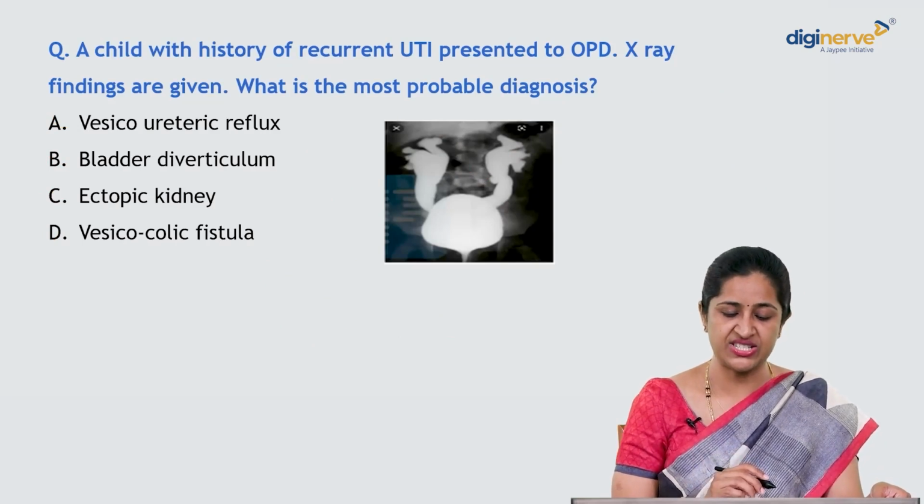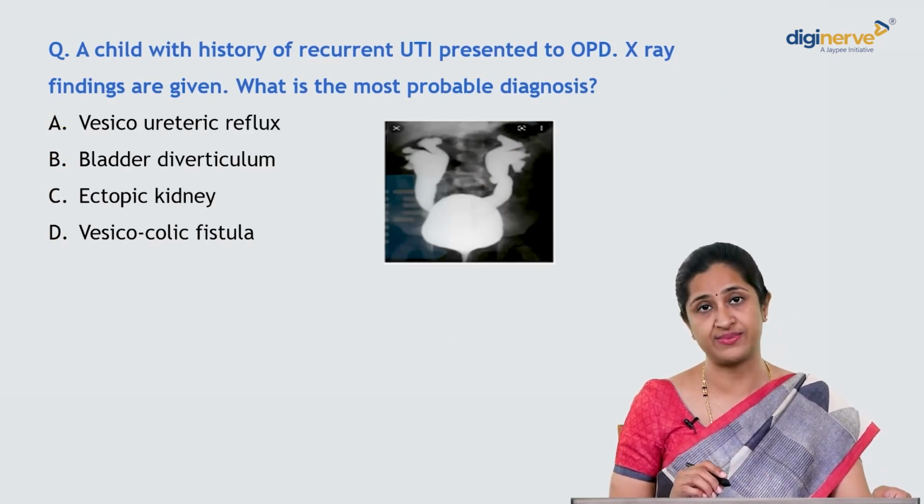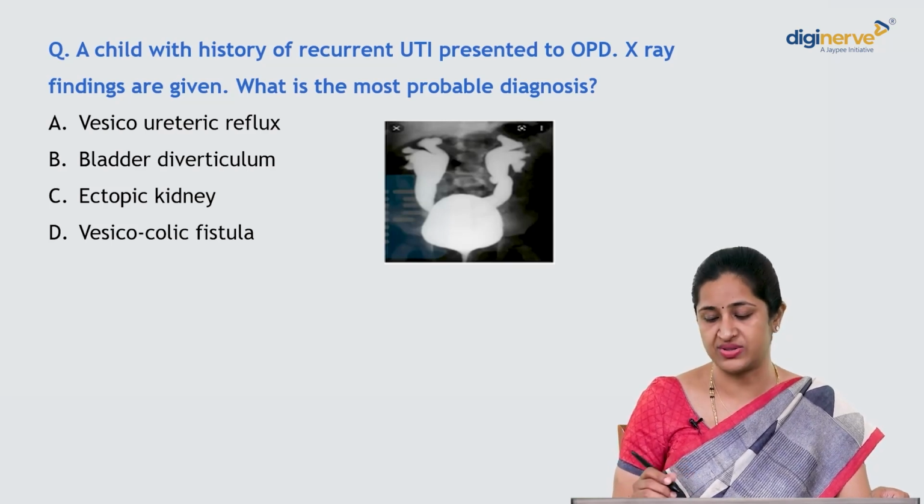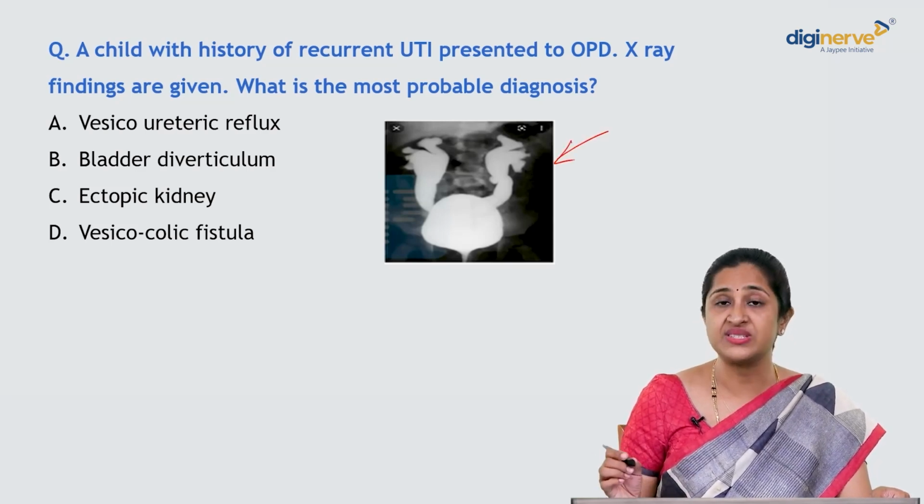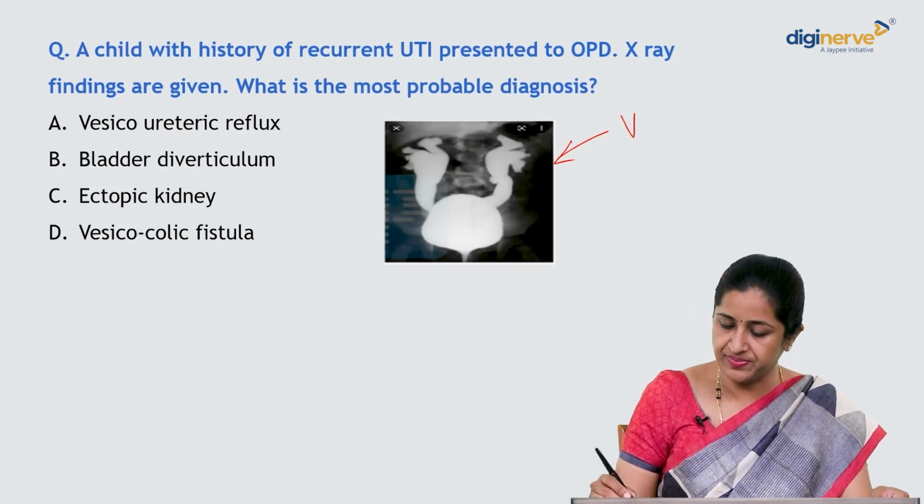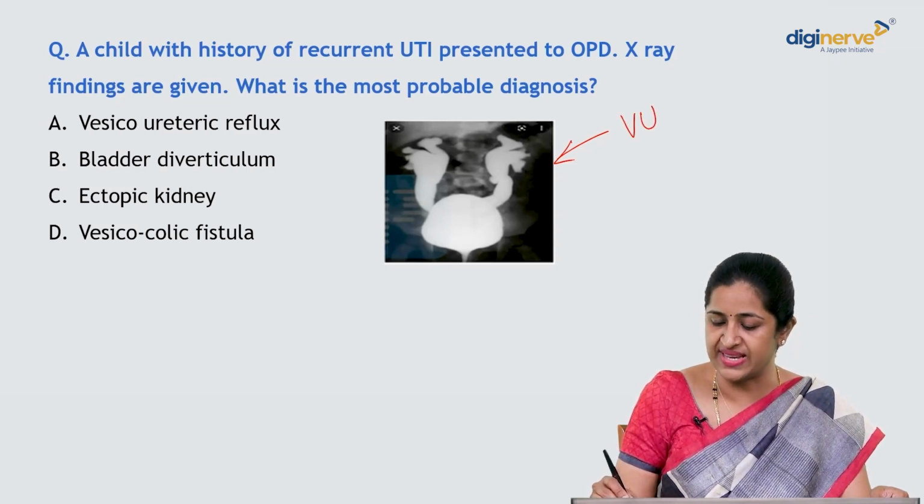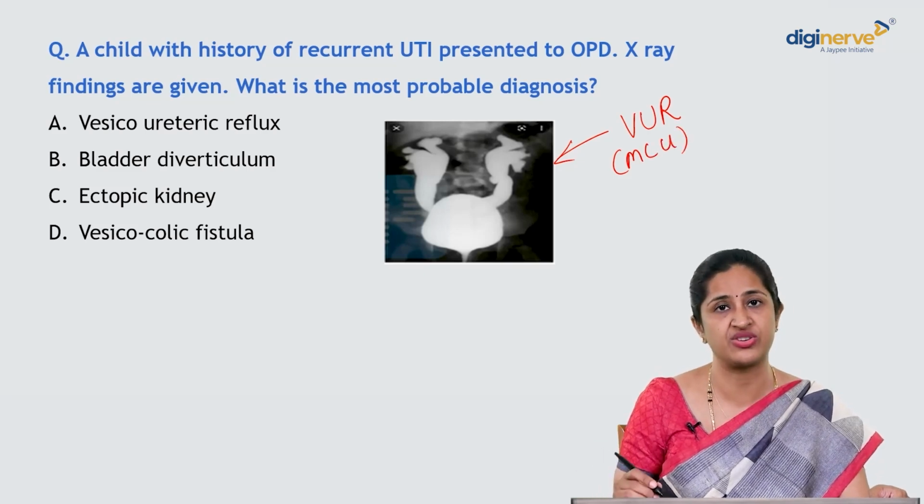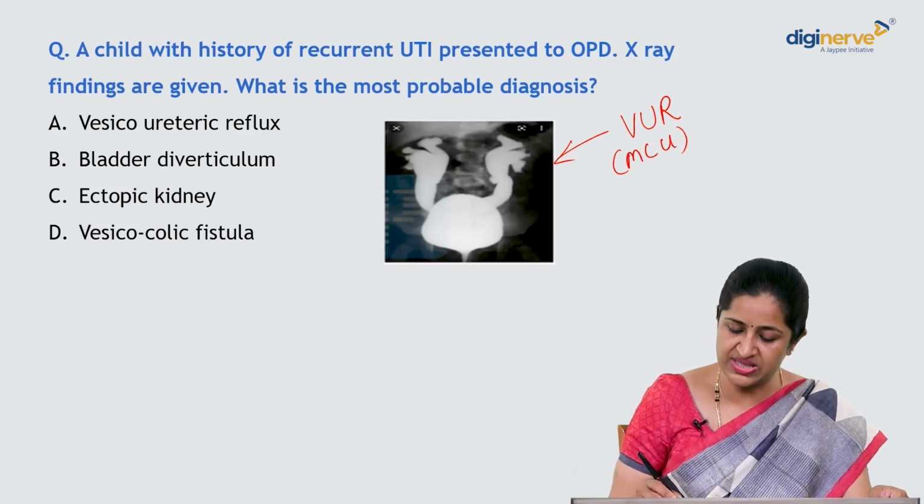Next question. A child with history of recurrent UTIs comes to the OPD. X-ray findings are like this. What is the most probable diagnosis? So what is this an X-ray of? This is showing a vesico-ureteric reflux, most probably in an MCU. This must be a micturating cystourethrogram. And what you can see is that this is the dye in the bladder.